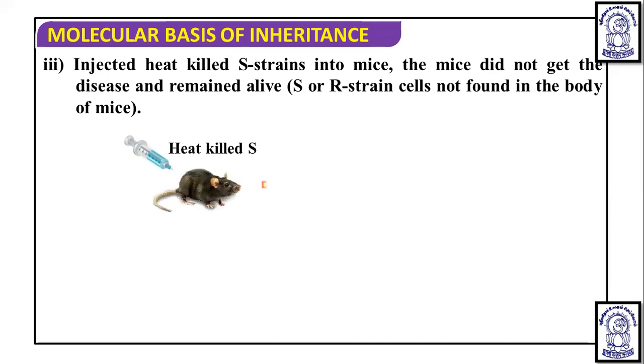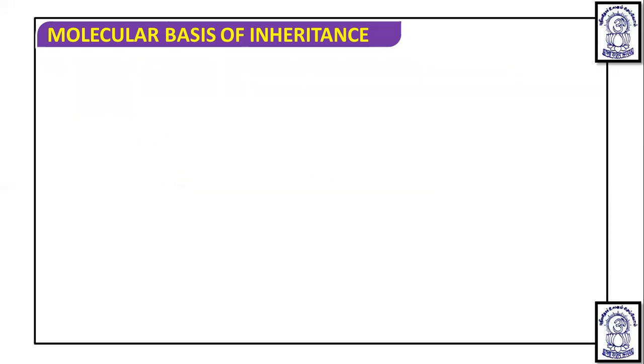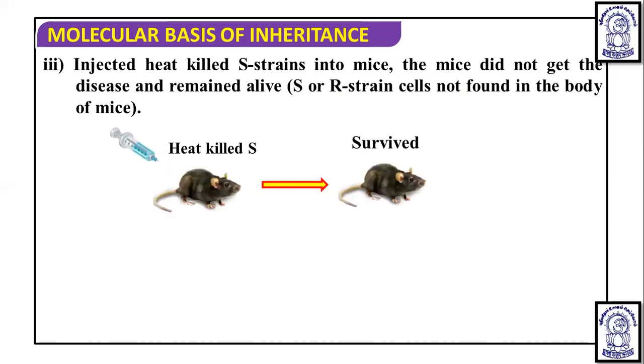So when he injected heat-killed S strain into the mice, the mice survived. And the S or R strain cells are not found in the body of the mice. Now the question is how this heat killing is performed. Simple. You can take a particular S3 type, and R2 type is taken, and they are heat killed like this.